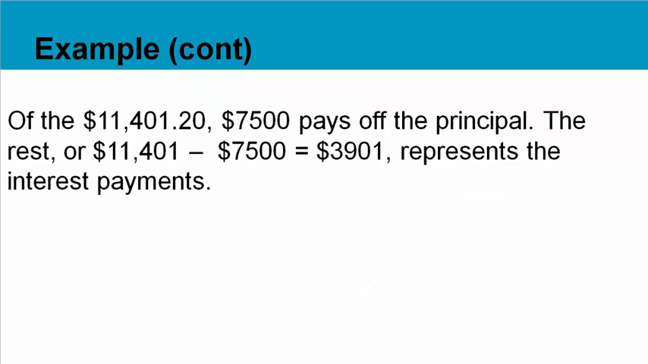Well, you remember that the loan was originally only $7,500. So when you subtract that $7,500 from that 11,400 and change, you'll see that you ended up paying $3,901 roughly in interest. That's how much money the bank or whoever is earning off of you just on interest alone.